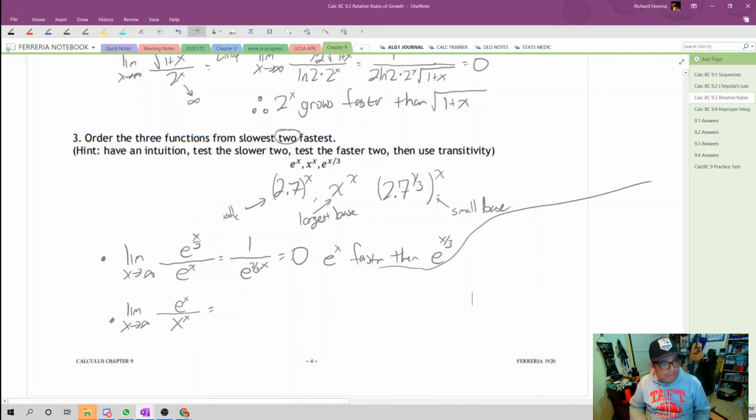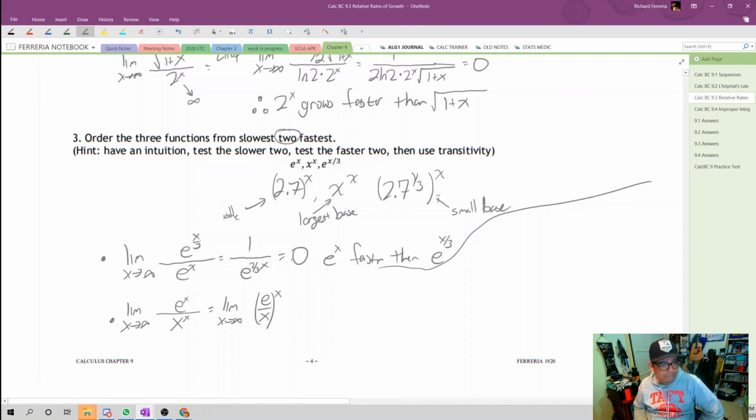Let's take a look at the two faster growing functions, and we have the limit as x approaches infinity of e to the x over x to the x. Now what we can do with this, these are different bases, e and x, so we can't use the trick that we just utilized before, but we can do something else. We can take the limit as x approaches infinity of e over x to the x power. So we've kind of gathered all the power together over here, which is okay since we have single term numerator and single term denominator.